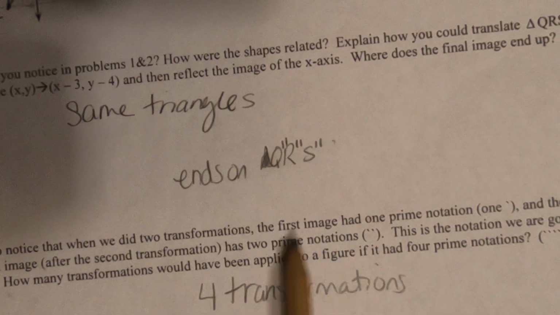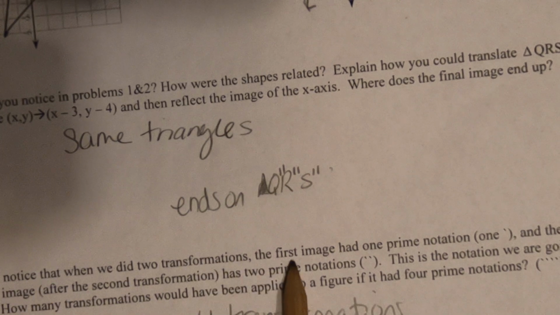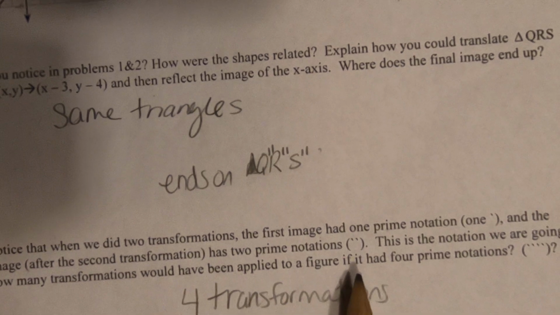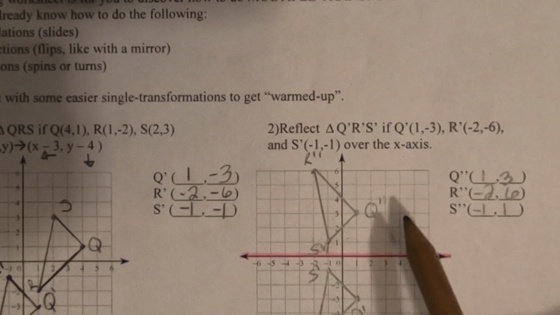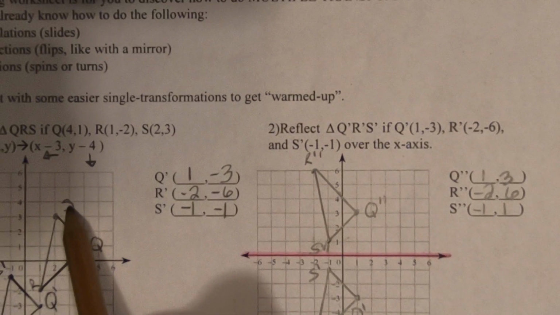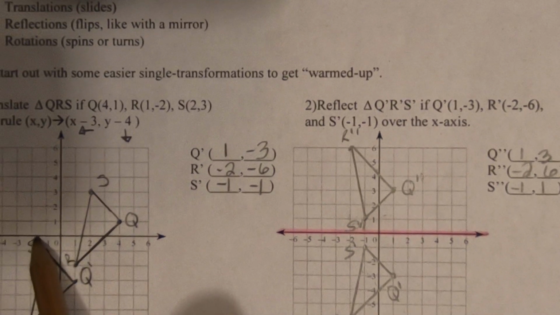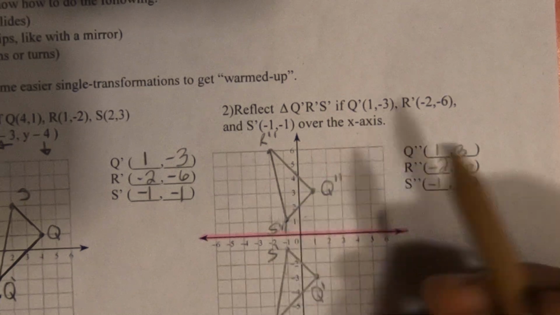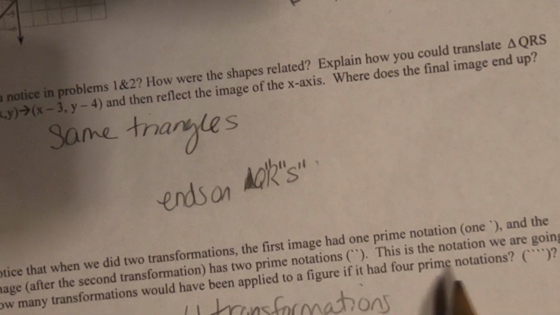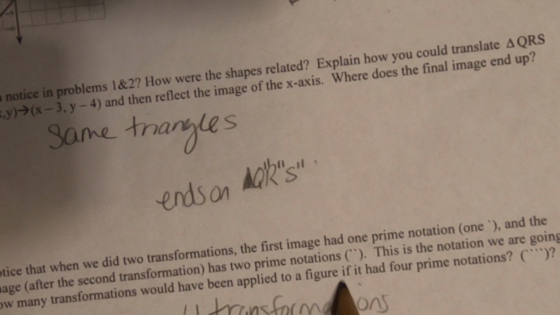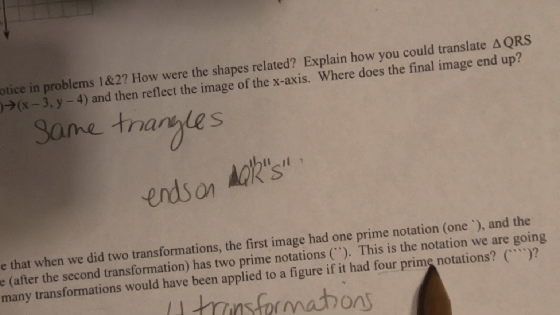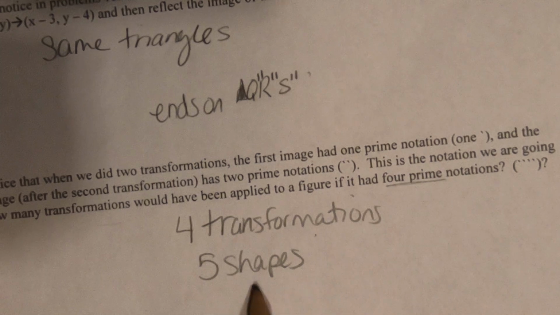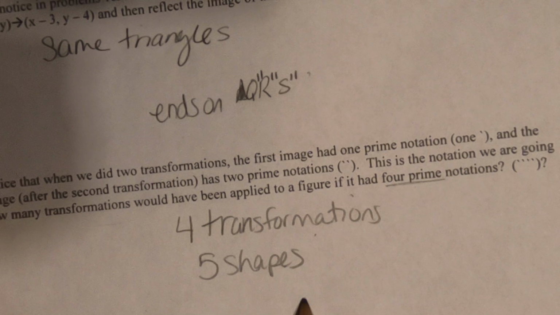So part 3 says, hopefully you noticed in the 2 transformations, the first image had 1 prime notation, and the second image had 2 prime notations, so 2 marks. So I start with my original, I give it a prime. This one we started with prime, so we gave it a double prime when we moved it, so we had 2 marks. So how many transformations would have been applied? It had 4 prime notations, so 4 transformations, which would mean it would be 5 shapes on the one graph. Okay.